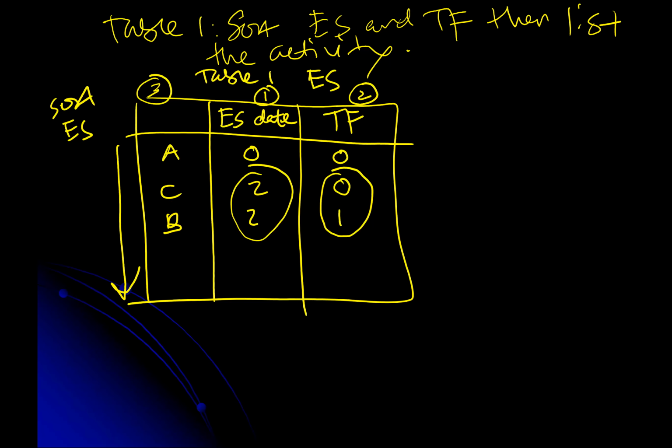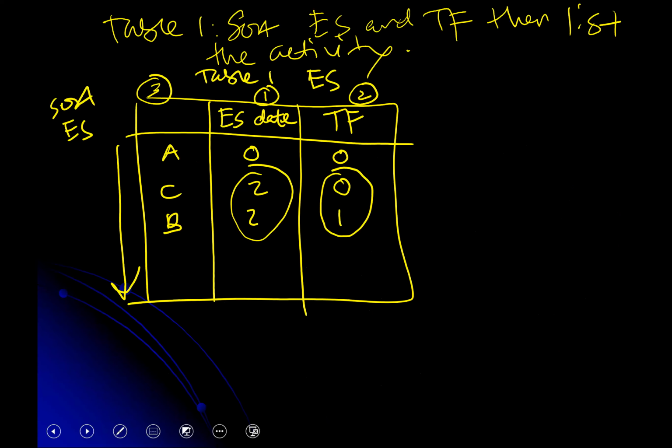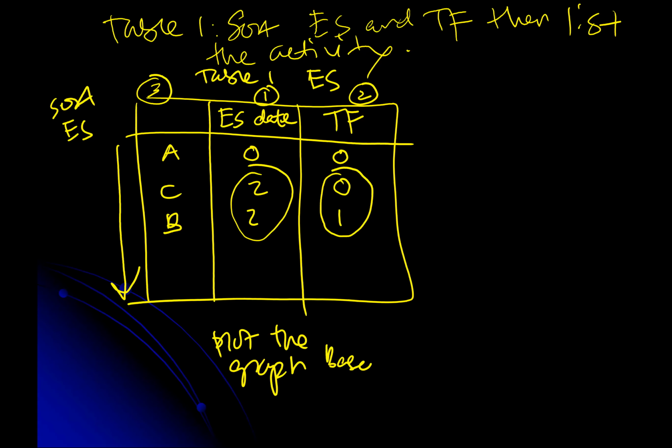So this is what we call table 1, as mentioned in this concept. Maybe it is quite difficult to understand in sentences, but I just give you a simple way. That would be table 1. And then you will plot the graph. Plot the graph based on the early start table, based on table 1.